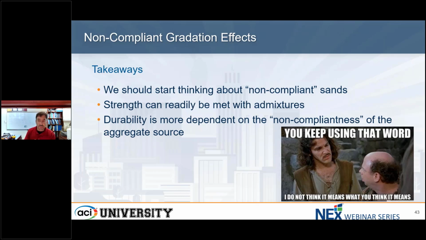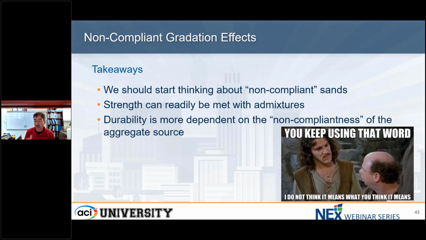And our durability, the resistivity measurement and some other durability testing that we did, that really gets in, it's more sensitive, I would say, to the non-compliantness of the aggregate source. When we start getting way too fine, we're going to run into some issues. And maybe even some of you have seen this with bleeding, and other stuff. We did a lot of testing, so I haven't presented everything here.